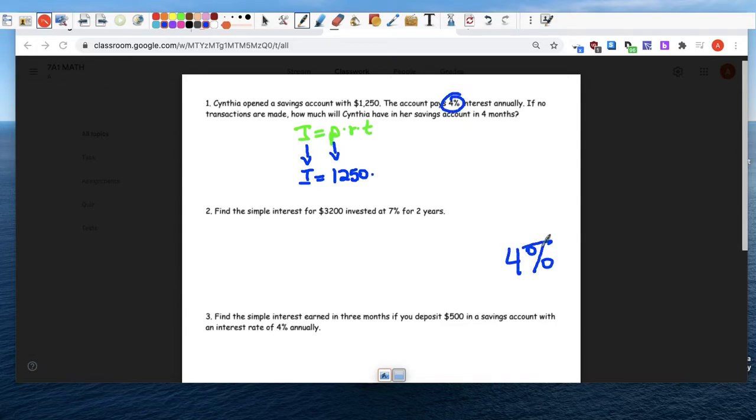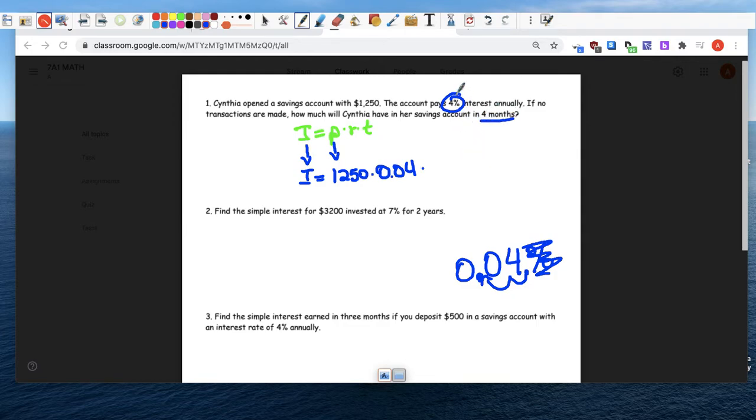So 4%, lo vamos a cambiar. We're going to change it. This goes away. There's a decimal here. Hay un decimal. We're moving 1, 2 a la izquierda. There's going to be a 0 here. So that is going to be 0.04. And time, tiempo, 4 months.